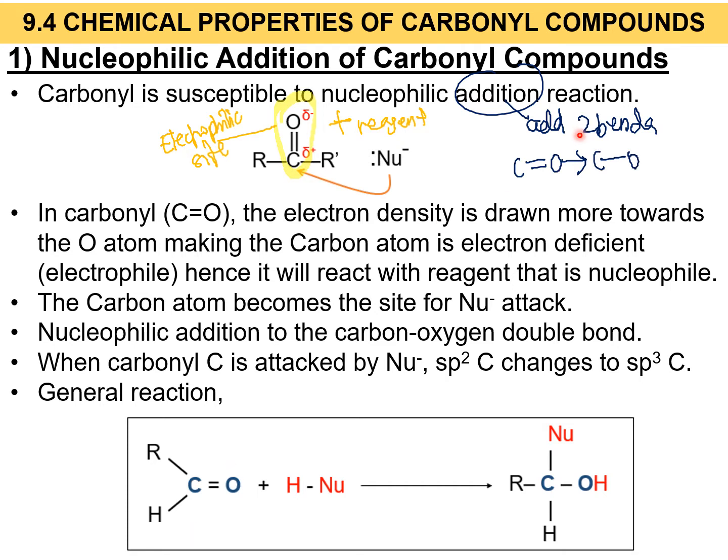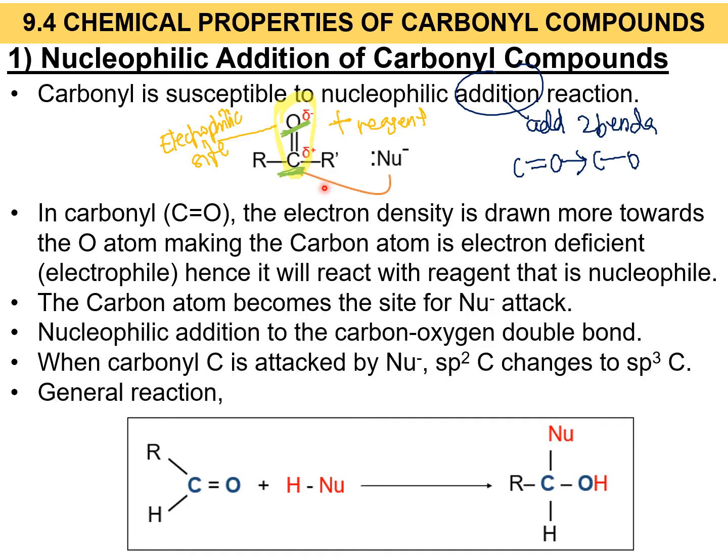And dia akan add dua benda. Dia akan add dua benda tu kat mana? Dekat carbon. Okay, dia akan add di carbon. And also dia akan add dekat this oxygen. Okay, ini adalah site yang akan responsible in the addition reaction of the carbonyl compounds. Dekat carbon, satu dia akan add dekat carbon, satu dia akan add dekat oxygen. Okay, and the carbon ni dia akan jadi site for the nucleophilic attack.